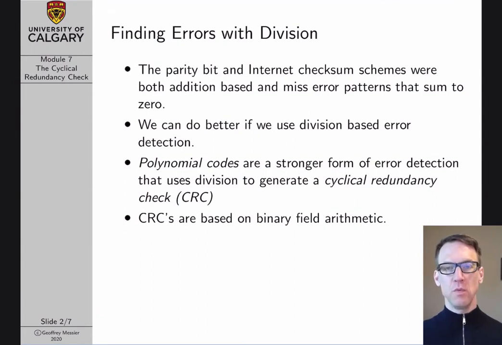So we've already worked through the parity bit example and the internet checksum example. And those are both error detection schemes that are fundamentally based on the addition operator. But the thing that's a little bit different about the cyclical redundancy check, or CRC, is that it is based on division rather than addition. And as it turns out, working with division is going to allow us to do a lot better.